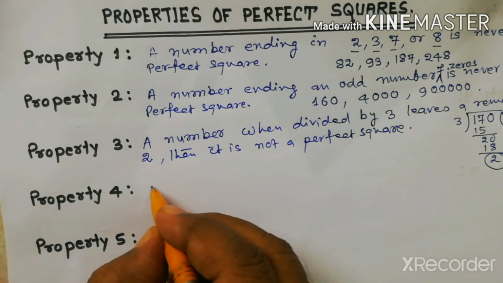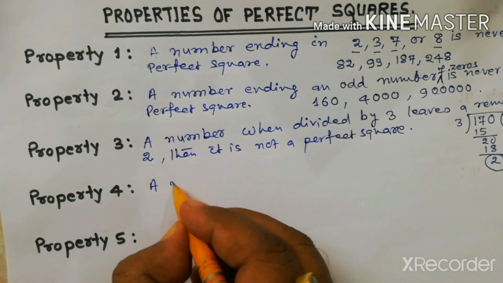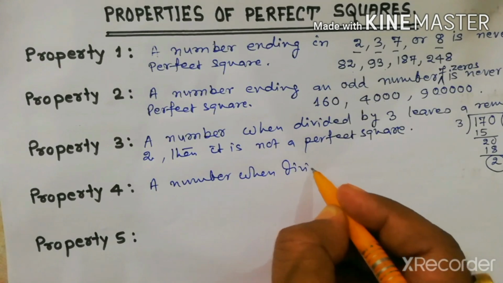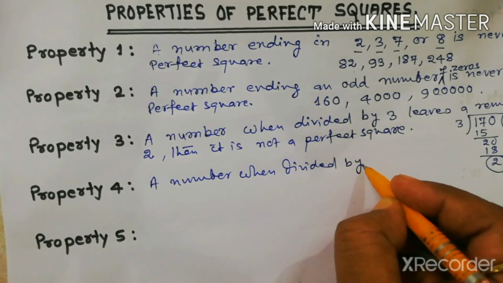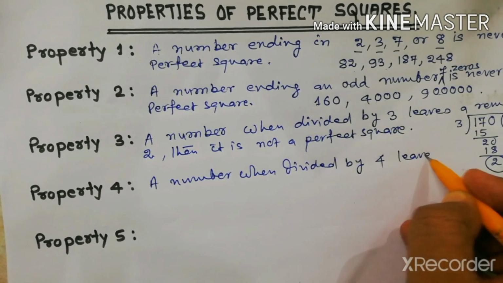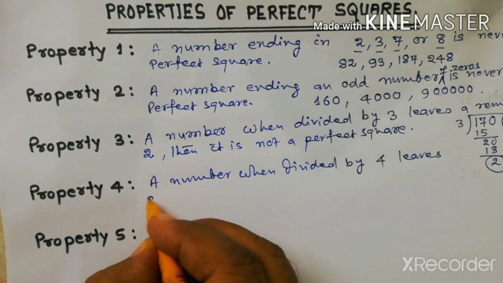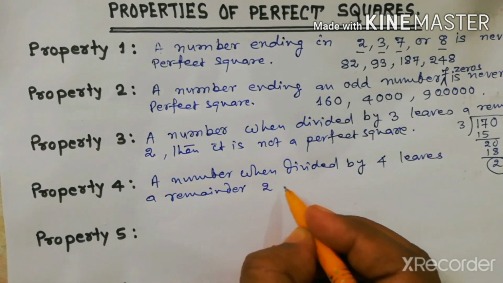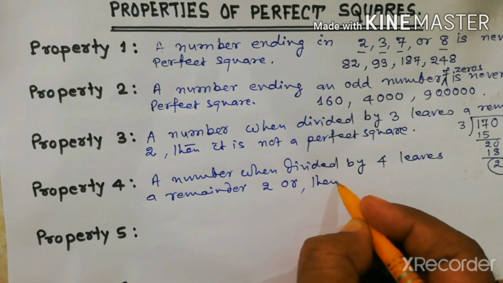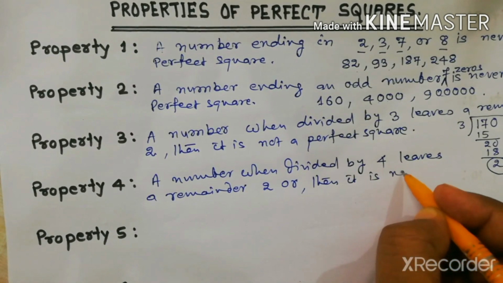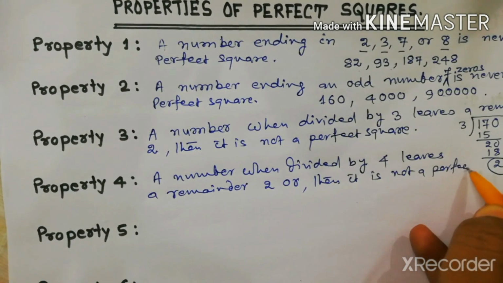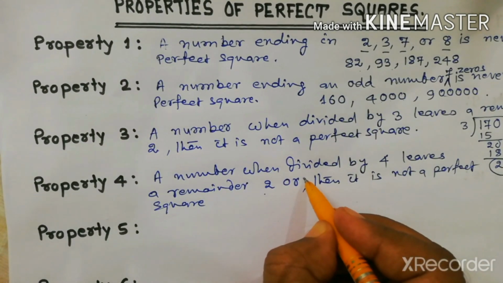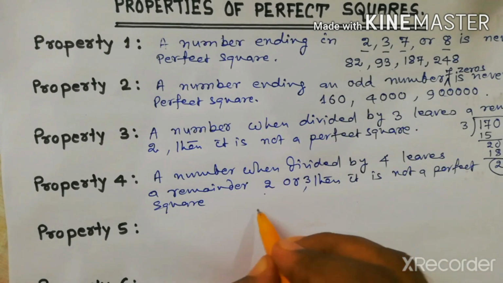Similarly, in property 4, a number when divided by 4 leaves a remainder 2 or 3, then it is not a perfect square.